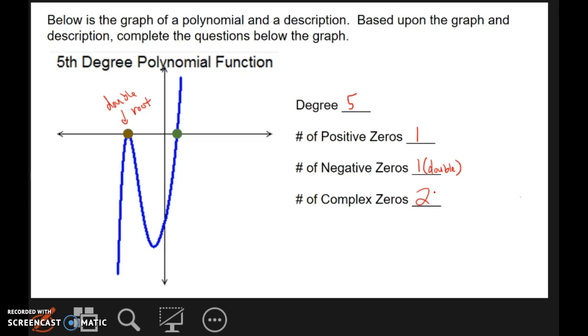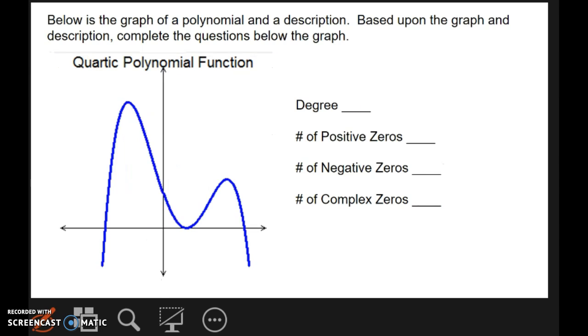What's characteristic of a graph with complex roots is there'll be usually some kind of bend somewhere along the way. And just looking at that graph, it seems like right about here, there's kind of a weird bend that I really wasn't anticipating from my original graph. And that would be indicative of where the complex zeros affect the shape of the graph.